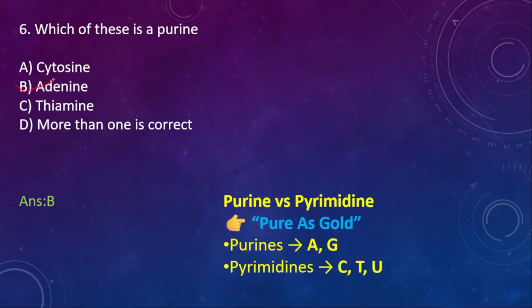So I will tell you a trick to remember purines versus pyrimidines. Pure as gold. Purine, just remember pure as gold. A stands for adenine and G stands for guanine, isn't it? So purines include A and G, pyrimidines include C, T, U: cytosine, thymine, and then uracil. Got it? How will you remember purines? Pure as gold, in that A is indicating adenine, whereas G is indicating guanine.